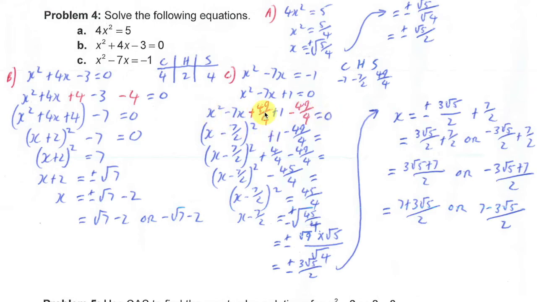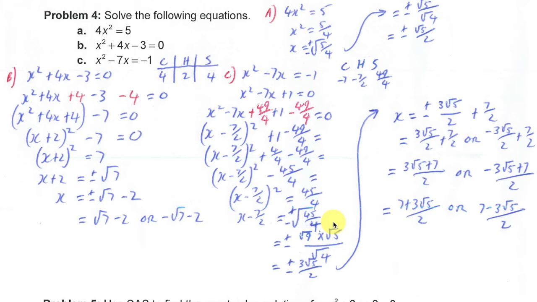The first 3 terms can be factorised to become (x minus 7 on 2) squared, so that's just simply the x, and then I halve the coefficient of x, which is going to be negative 7 on 2, that's all squared, plus 1 minus 49 on 4. In this line of working, you can see 1 can be written as 4 on 4. Tidying up these 2 fractions here, it's minus 45 on 4. And now I add 45 on 4 to both sides. And I take the square root of both sides. So x minus 7 on 2 is going to equal plus or minus the square root of 45 on 4.